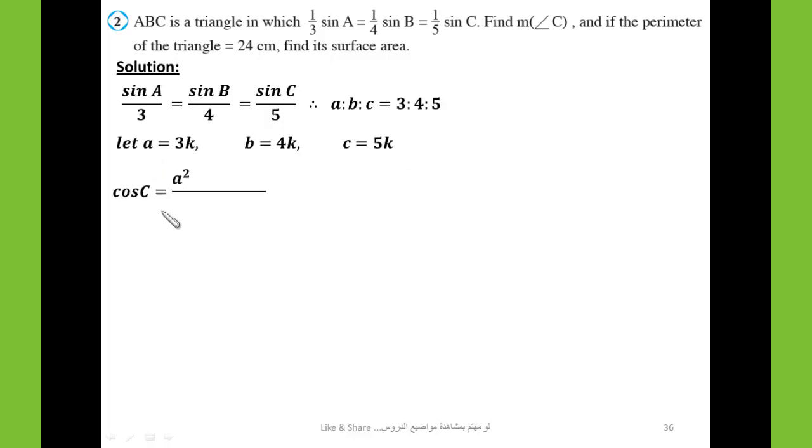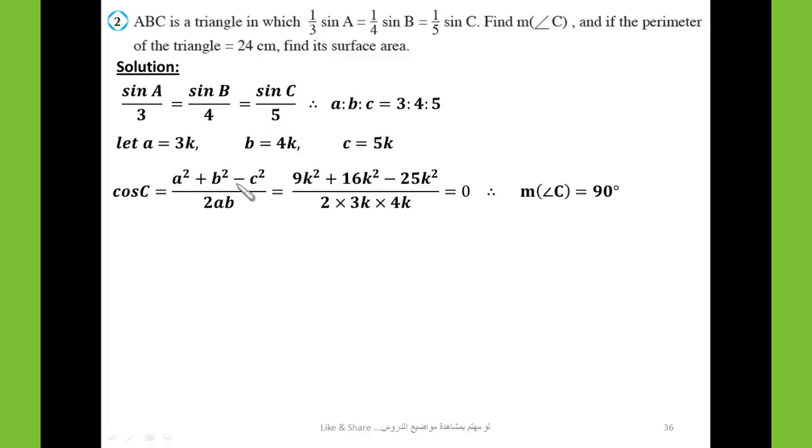To find the measure of angle C, we use the cosine law. Cosine C equals a squared plus b squared minus c squared over 2ab. Substituting, we get 9k squared plus 16k squared minus 25k squared over 2 multiplied by 3k multiplied by 4k. When you simplify, 9 plus 16 is 25, 25 minus 25 equals 0, and 0 divided by 24k squared equals 0. So cosine C equals 0, so the measure of angle C equals 90 degrees, and this is the first required.